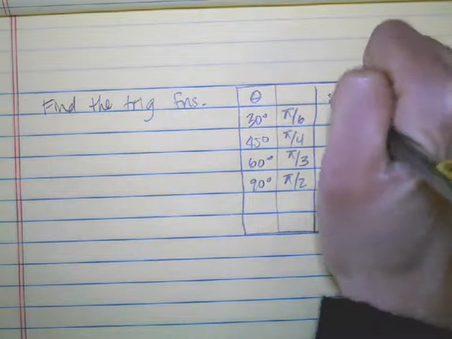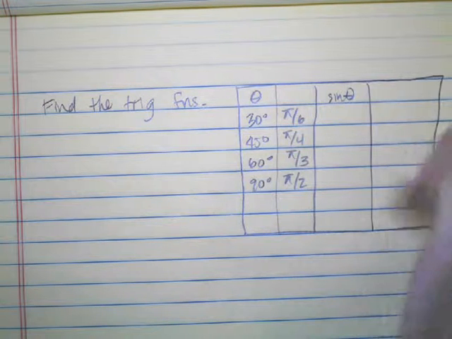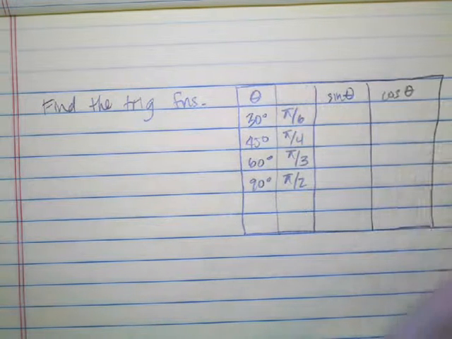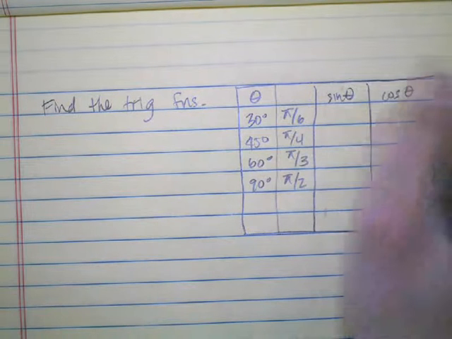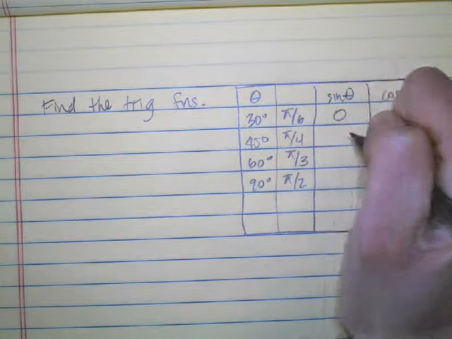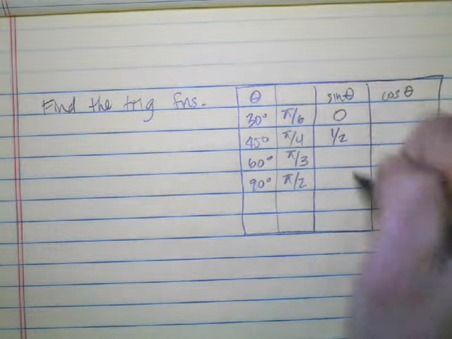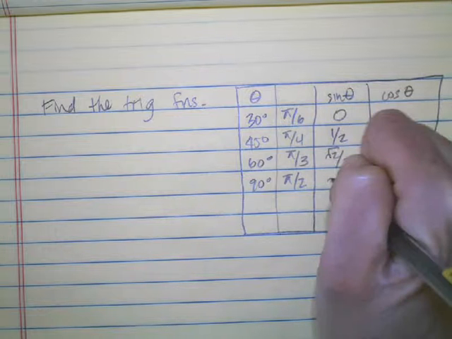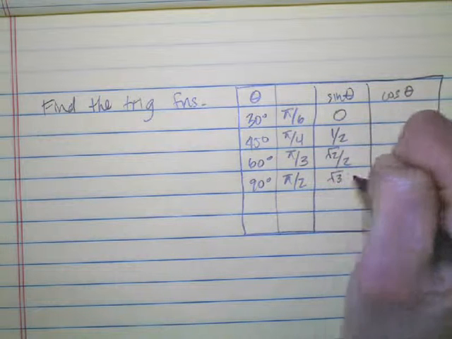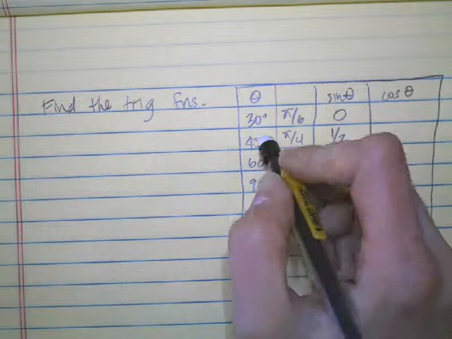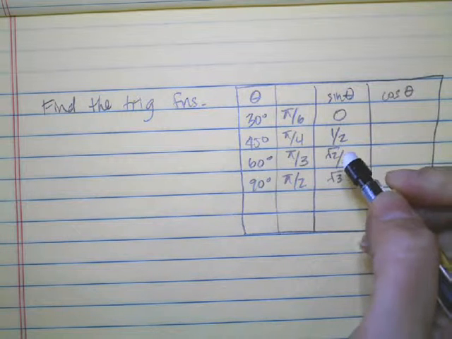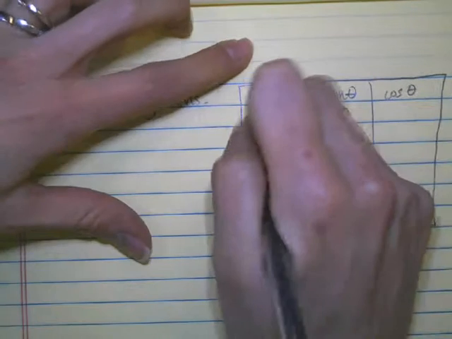And then sine of theta comes first, then cosine of theta. Remember, it's square root of 0 over 2, which is 0. Square root of 1 over 2, which is 1/2. Square root of 2 over 2. Square root of 3 over 2. Oh, I'm missing one. Oh, 0. Yep, you're right. I'm missing 0, thank you.